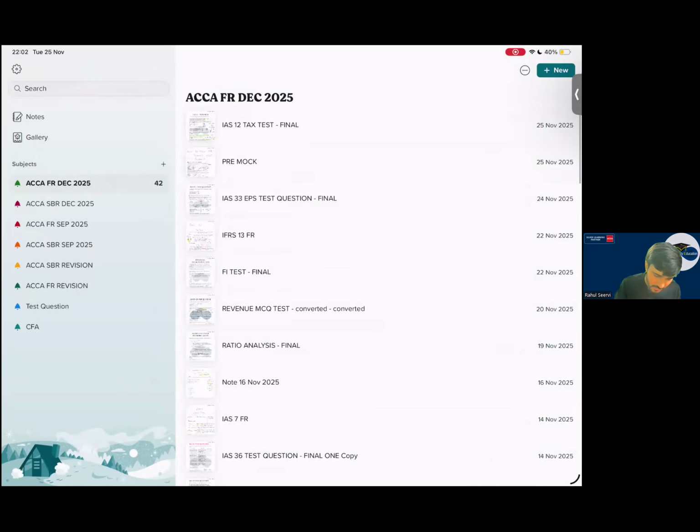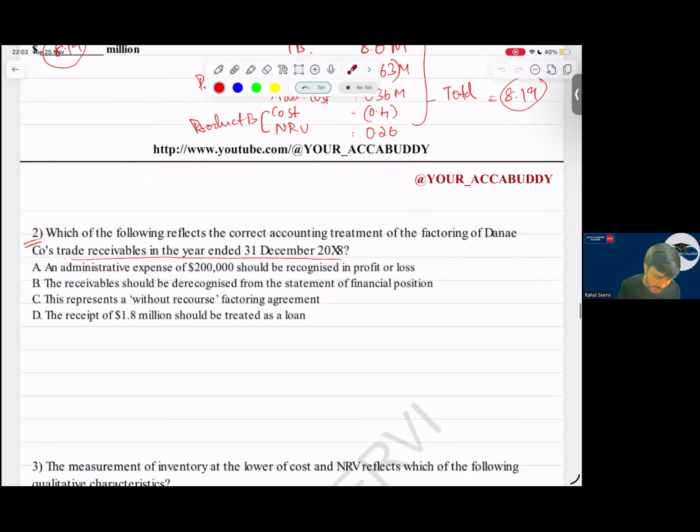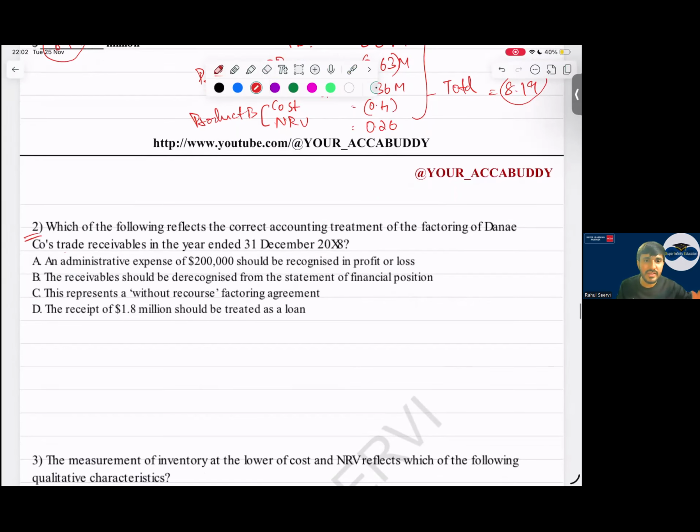Let us read this. Will you recognize this as an administrative expense? This is wrong. The receivable should be de-recognized? No, receivable we will de-recognize in without recourse. It is with recourse here. This represents a without recourse? No, this is wrong. So the last option: the receipt of 1.8 should be treated as a loan. What is the entry we pass? Debit cash, credit loan of 1.8.